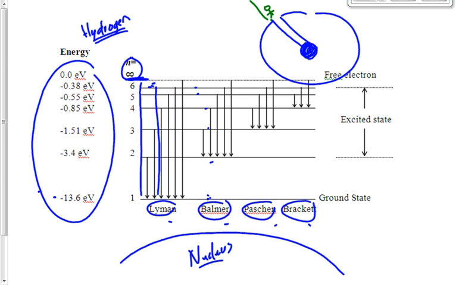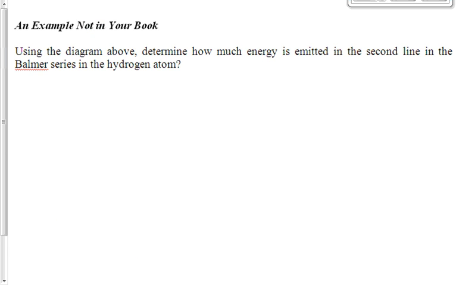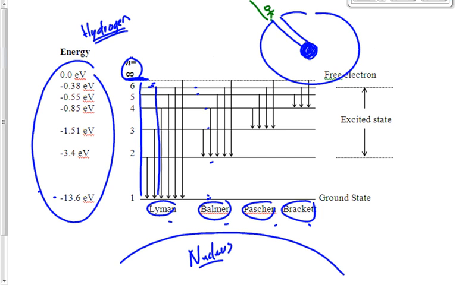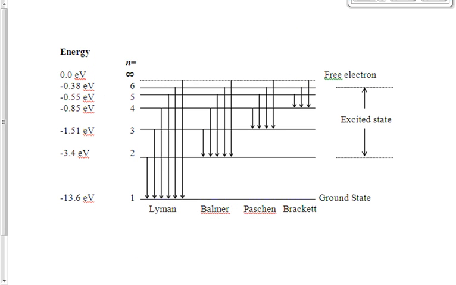Okay, so what are we going to do with this picture, this diagram? Well, there's a number of things that we can do with it. They all tend to be fairly easy, by the way, as well. One of the things that we can do with it is determine how much energy is emitted, how much energy is produced or fired off in the second line of the Balmer series. The second line of the Balmer series, if we go back to this picture, would be right here.